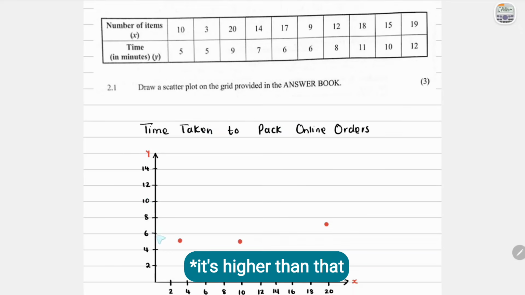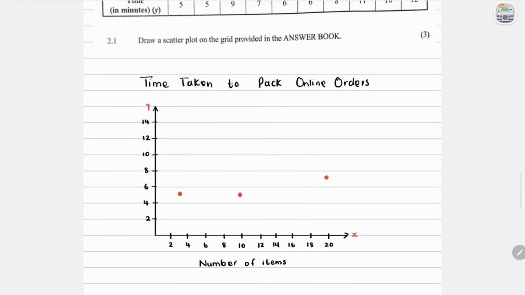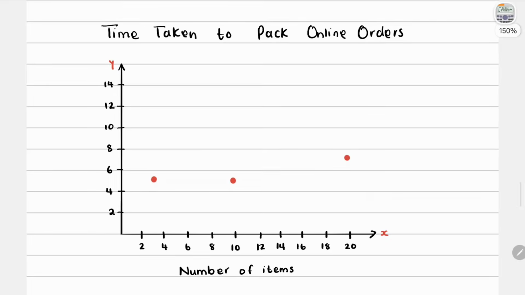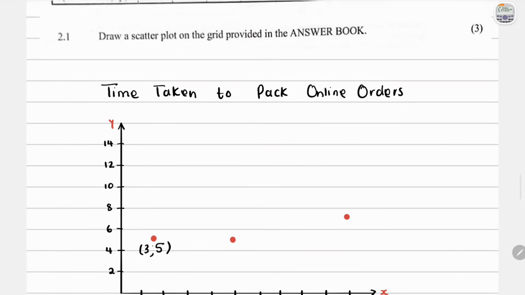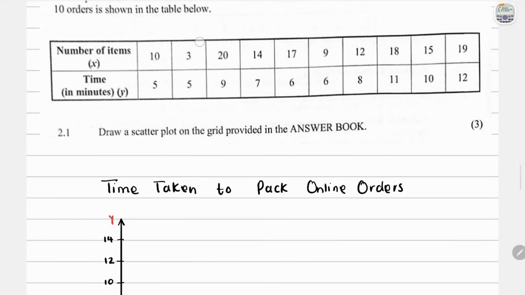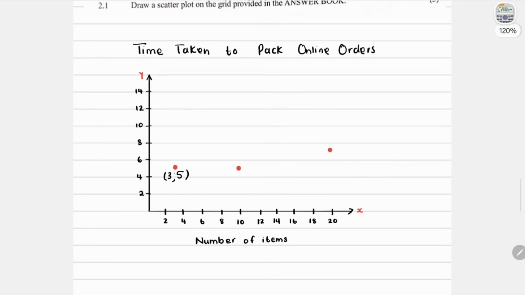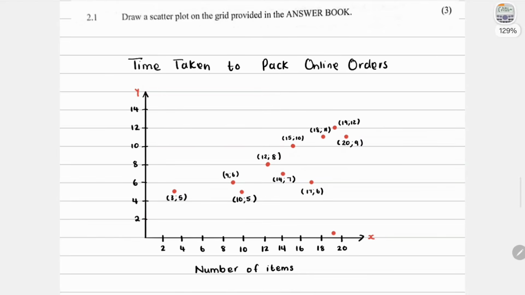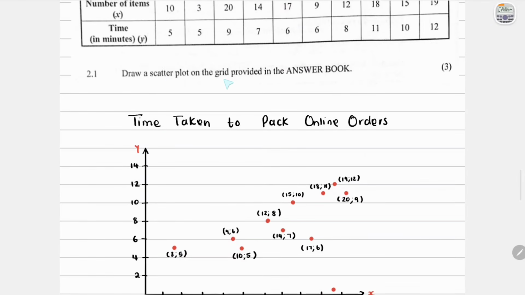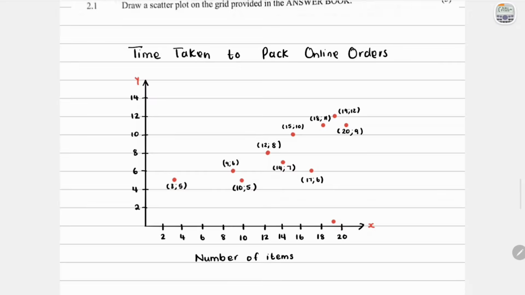What we will just do is plot down everything. And just for reference, in case they ask those types of questions, I'm also going to put down their coordinates. For example, this one, because the x coordinate is 3 and the y coordinate was 5, I'll put it down like that. So that was this one, 3 and 5. Let's fill that up and then we can move on. Okay, so there. That's what they asked for. They said just draw a scatter plot on the grid provided, and there's our scatter plot.